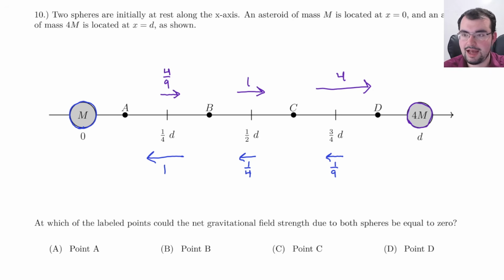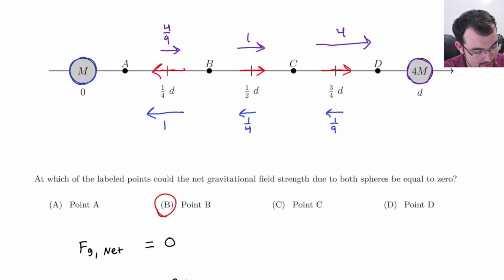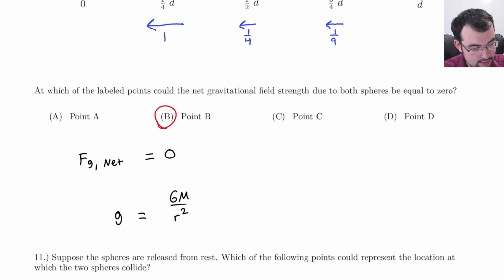So what we can see is happening here is that the net field, well, clearly, if we're close to this asteroid, 4 versus 1/9, clearly 4 wins at this tick mark. The purple wins at that tick mark. The purple also wins at this tick mark. But the purple loses at this tick mark. So we see that there is a field direction change between 1/4 and 1/2. So that is our point of 0 net field. Thought that was level 2.